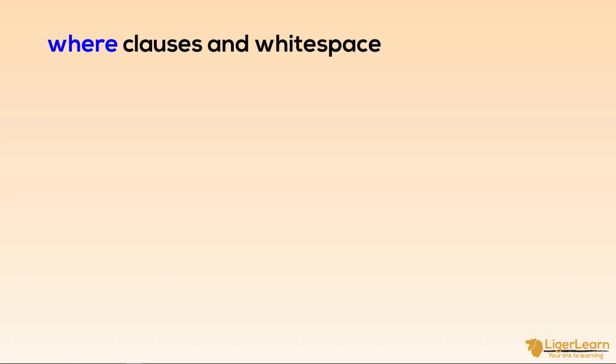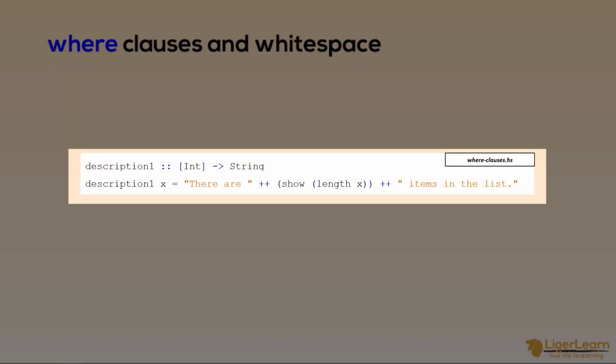Suppose we want to write a function which takes in a list of ints and then returns a string describing the total number of items within that list. There are a few different ways in which we can write this function. Let's write an implementation of the function and call it description1. It takes in a list of int and returns a string. And here is the implementation. This is more complicated than anything we have seen before, so let's take it step by step.